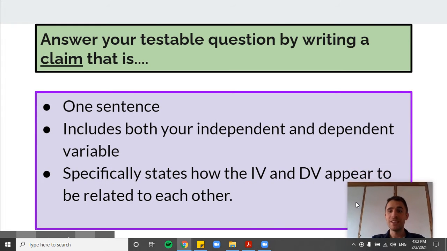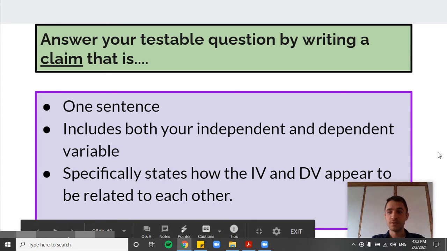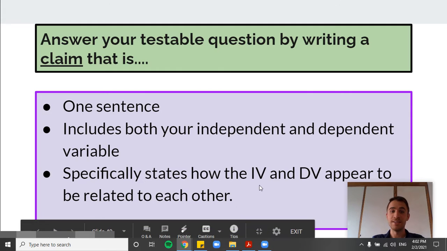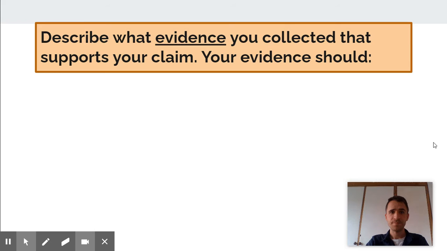It should include both the independent and the dependent variable. So like I think I said, at a higher altitude, independent variable, the water boils faster. That's my dependent variable, right? The time it takes to boil. So include both your IV and your DV, and it states how the IV and DV appear to be related to each other. Okay.